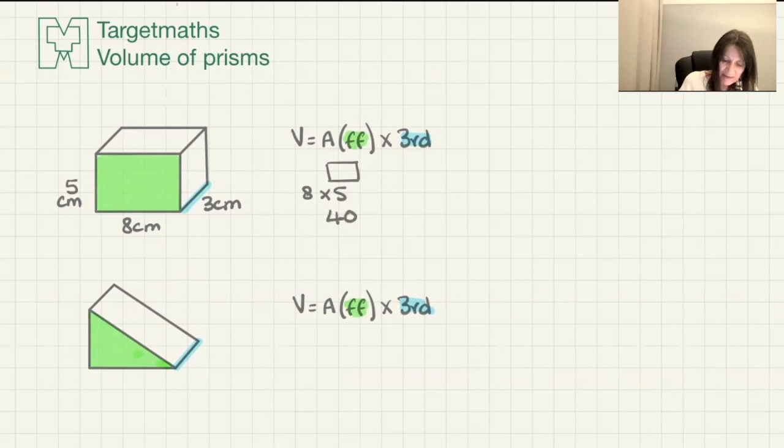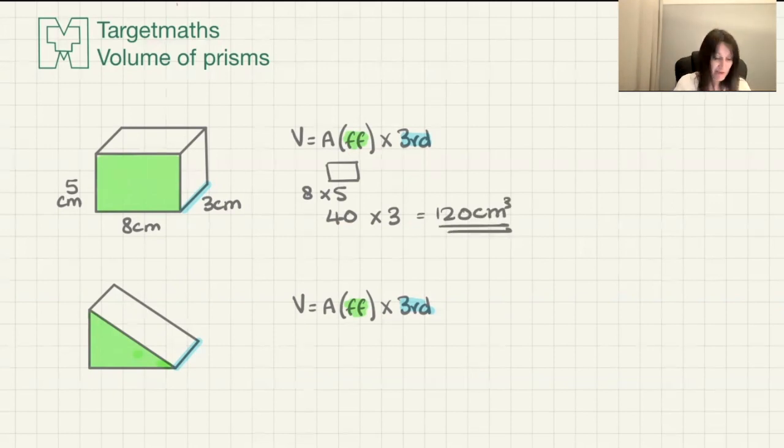I'm then going to finish it off. So I've just done this bit here, area of the front face. Now I'm going to times through by the third length, which is 3. That's the length that made it 3D. Okay, that gives me 120 centimeters cubed.